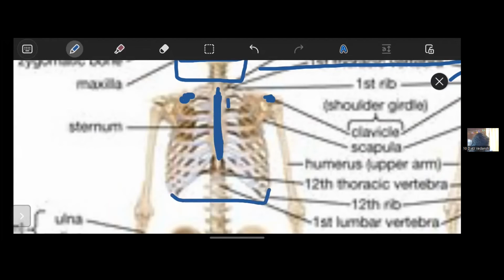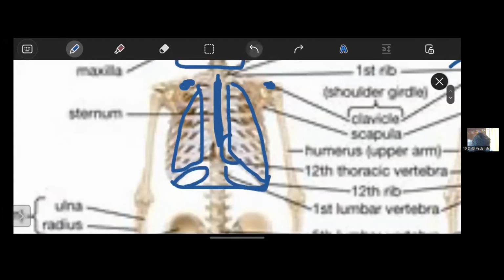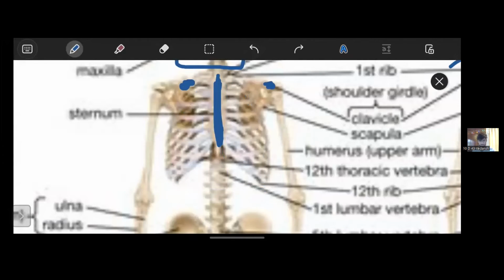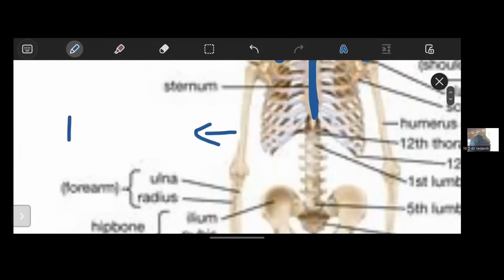Your lungs are enclosed over here in this shape. Your heart is over here. Your stomach is over here. We have the liver over here, the pancreas, then the small intestine. So we have our rib cages over here, supporting or protecting the inner organs. Now, this bone is called the humerus.